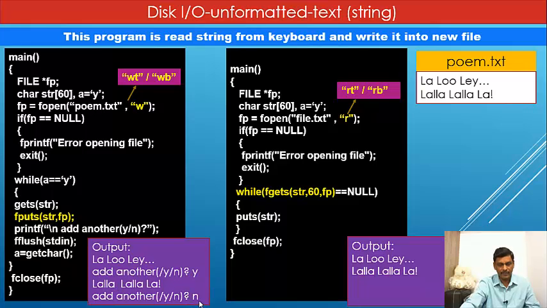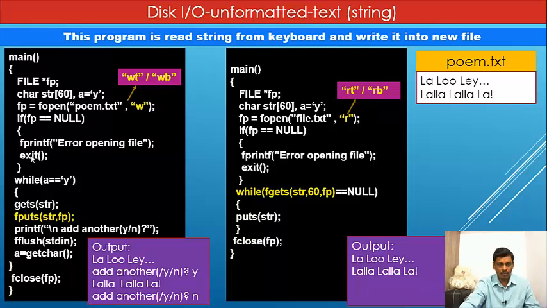If we press n, so that n is stored in a, the loop continues. If it is y, the condition is false, and it comes out of the loop. Then close the file, fclose of fp. So the stream is removed. The stream will be removed from the hard disk and RAM memory.